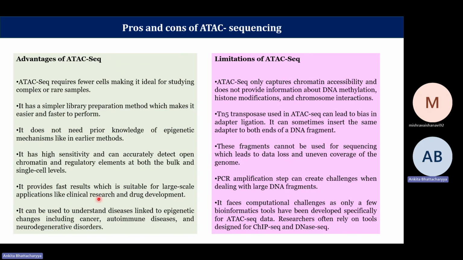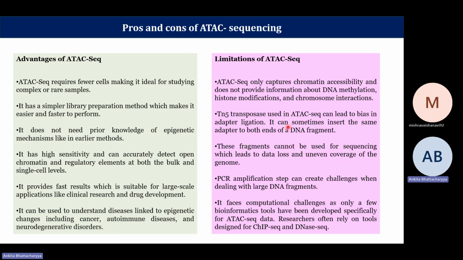And finally, it can be used to understand diseases that are linked to epigenetic challenges, including cancer, autoimmune diseases, and neurodegenerative disorders. So applications are quite immense. We'll come to the application also. Then come the limitations of ATAC-seq, which only captures chromatin accessibility. It does not give you any information about DNA methylation, histone modifications, and chromosome interactions.